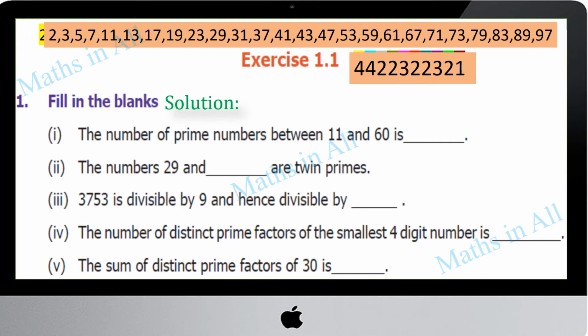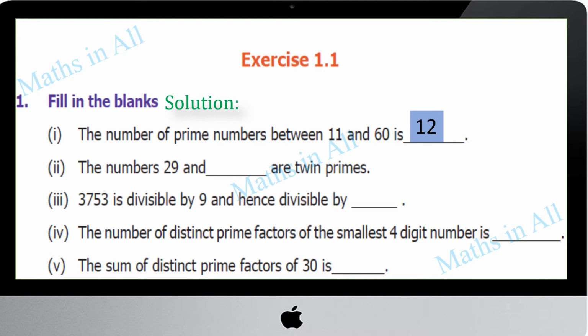So here we are going to find the primes between 11 and 60. In between prime numbers only we need. How many prime numbers are here? After 11, just count it here. Yes, these are the in-between numbers. So the total number of these is 12. So this is the correct answer.